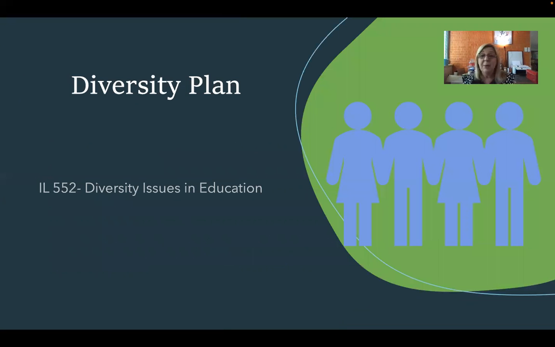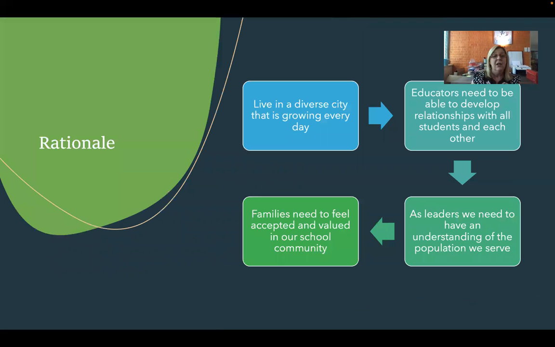My second plan that I wanted to share with you today is my diversity plan from IL 552, Diversity in Education. The reason that I think that this plan is so important is that I live in Huntsville, Alabama, and it's a very diverse city that is growing every day.